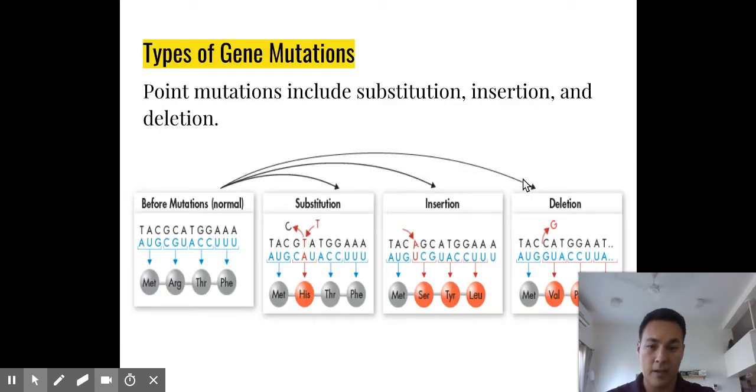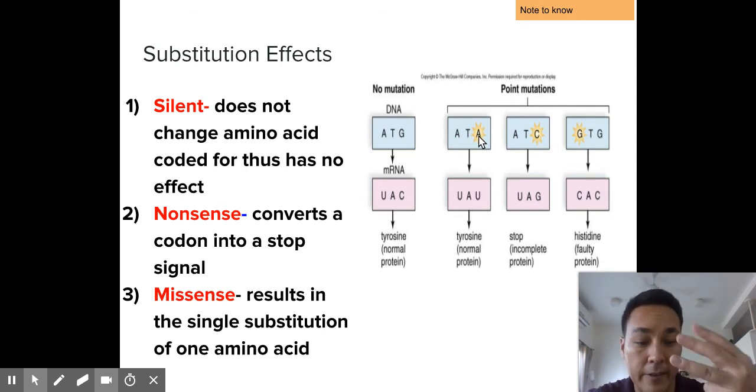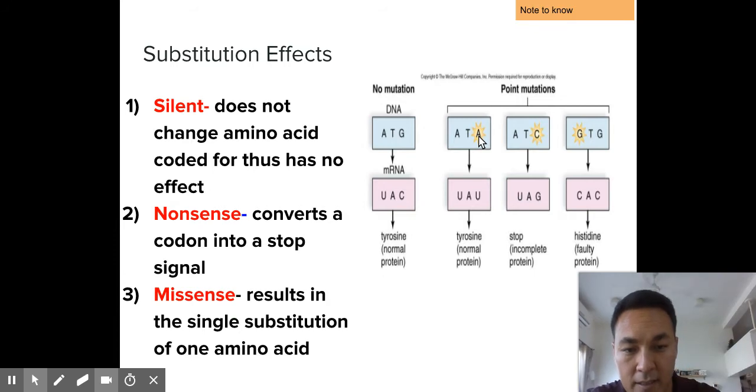So before I show you this slide, why don't you try and pause the video and describe the effects of each of these mutations and the different effects that it could have. Okay, here's our DNA. It's going to be ATG. That's going to code for UAC, which is going to code for tyrosine. Here we have a substitution mutation in that third nucleotide.